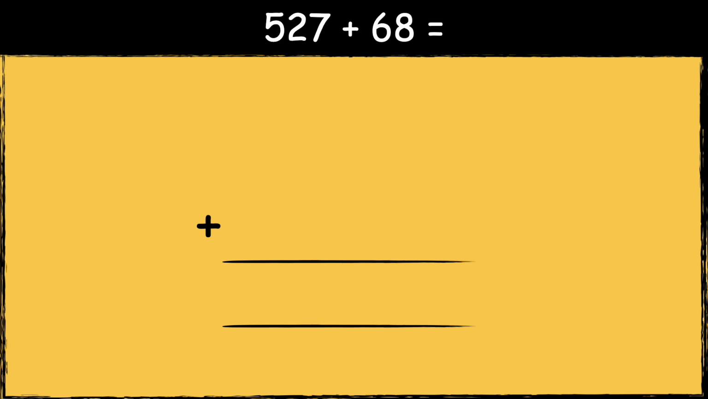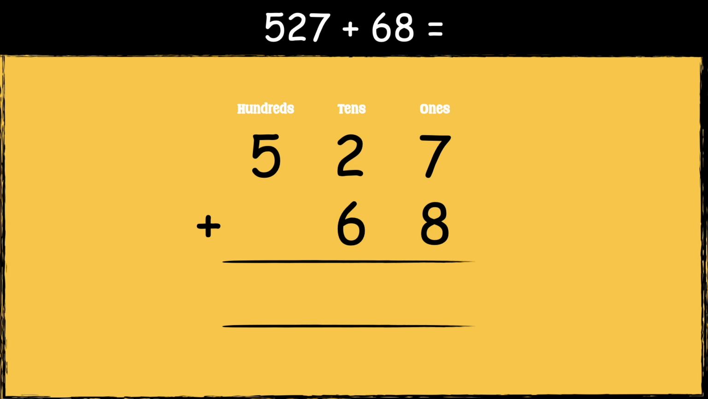Here's the first example. 527 add 68. When we do column addition, it's really important to line the numbers up correctly. So we have 527 and 68. So now we're ready to add the digits in each column. When we add numbers using column addition, we always start from the right-hand side. So we start with the ones.